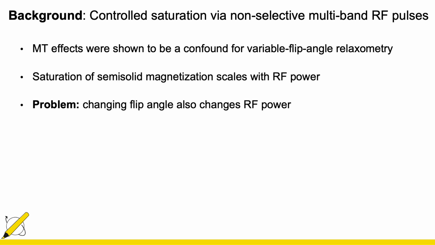The issue is that the semi-solid magnetization is saturated when you apply an RF pulse. That magnetization can transfer with the water and it can lead to a difference in the measured signal from the water. So the problem for variable flip angle sequences is that when you change the flip angle to try to measure the T1 and T2, you also end up changing the RF power, because you either have to change the RF pulse's amplitude or duration to do that. And the saturation of the semi-solid is dependent on the RF power. So by changing the RF power, you change that saturation effect, and you're in effect changing more than one variable at the same time when trying to make your measurement.